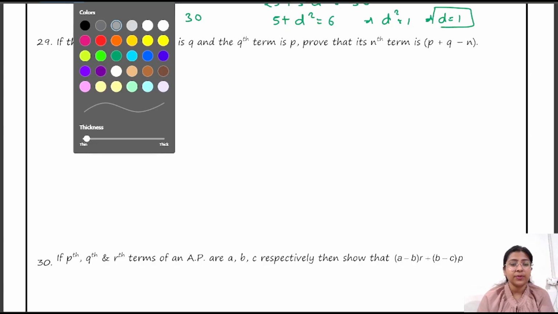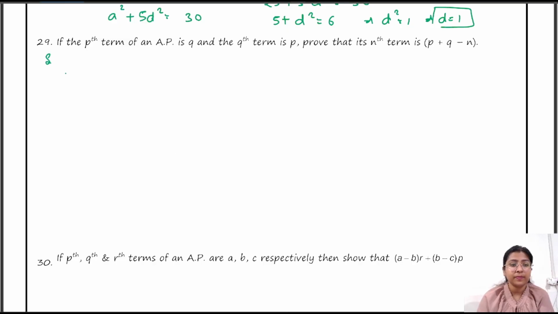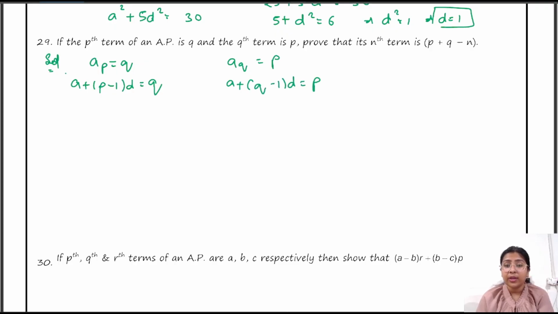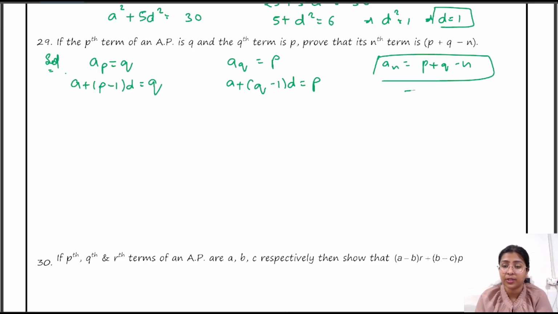Now see the next question. According to the question, the pth term of an AP is q, means ap equals q. According to this, we can write a plus (p minus 1) into d with the help of the general formula. Replace n by p. Also we have the qth term is equal to p. From this we can write a plus (q minus 1) into d is equal to p. We need to prove that the nth term an is equal to p plus q minus n. To prove.